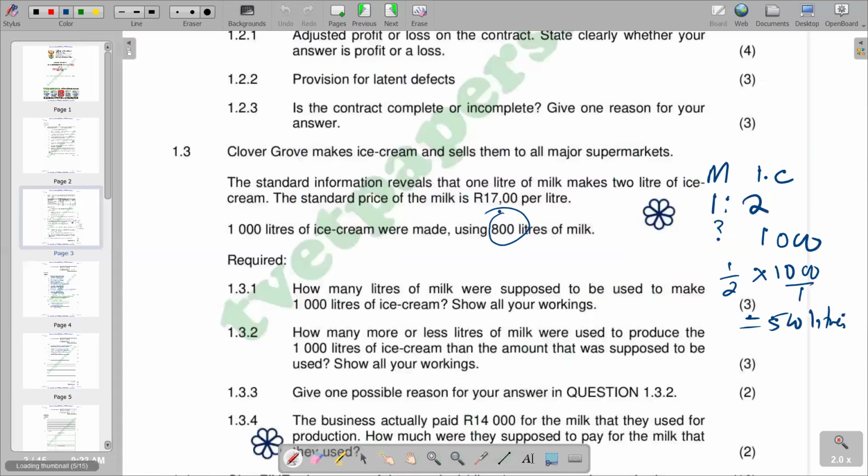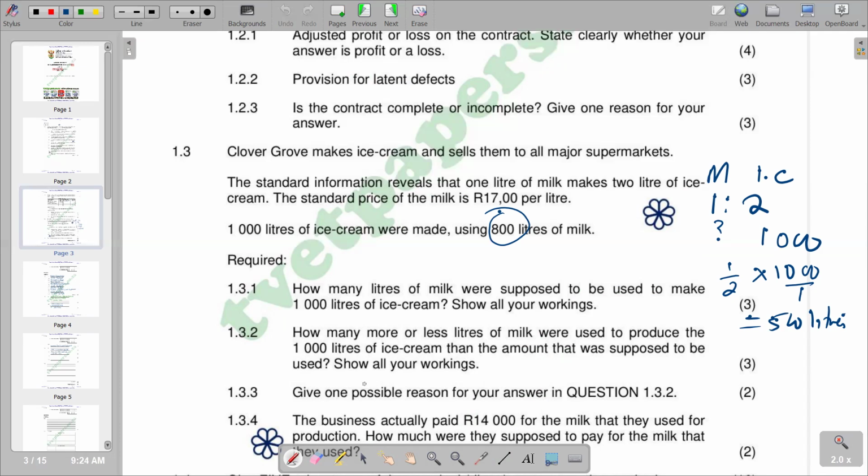Then you go to 1.3.3. We say give one possible reason for your answer in question 1.3.2. So it means out of 800 liters, we're supposed to have more ice creams, but we got less ice creams. So this is generally inefficiencies that took place, wastages that took place. If the milk was used efficiently without wastages, we're supposed to have more liters of ice cream. So basically, the best reason is that wastage of material took place.